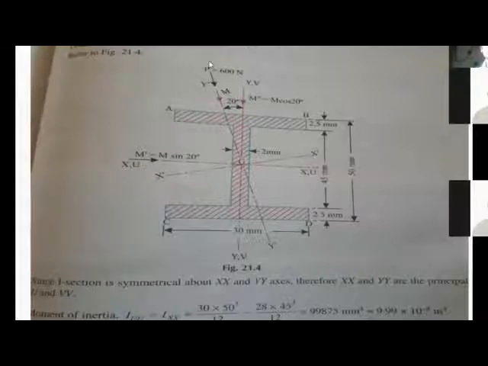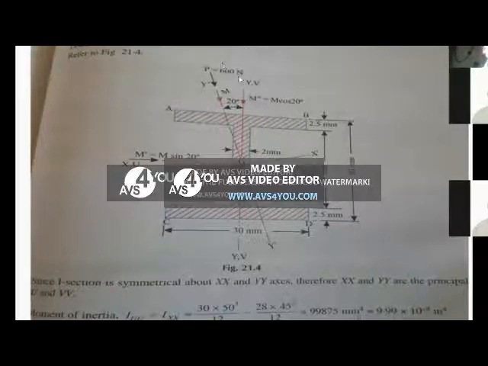The trace of the plane of loading is making an angle of 20 degrees with the YY axis. Okay. So now it has got two components. P is 200 newtons. It is given as 600 here, but in the next page it is 200, so take it as 200. Correct it. 200 newtons is the load acting at an angle of 20 degrees with the vertical and passing through the CG of the section. So now it has got two components: P cos 20 in the vertical direction, and P sin 20 in the horizontal direction.